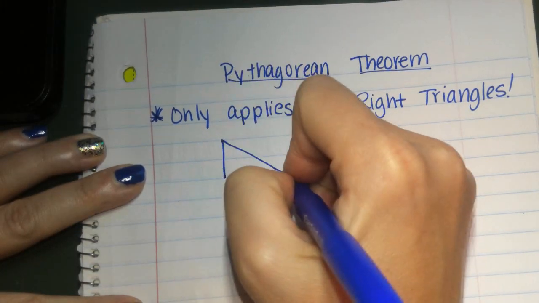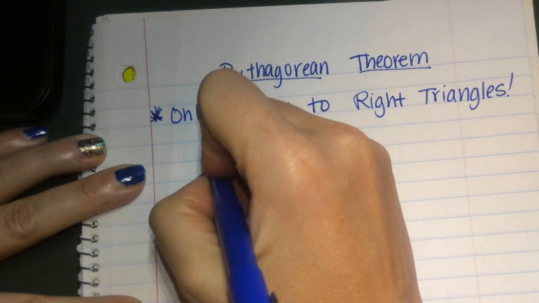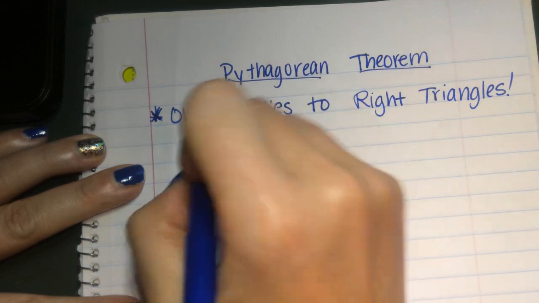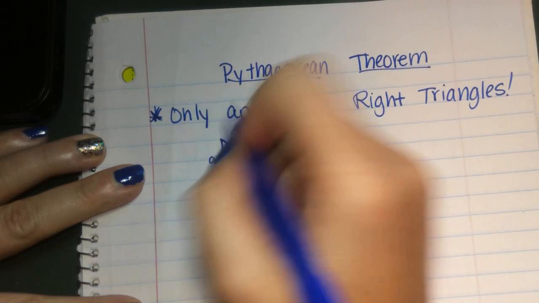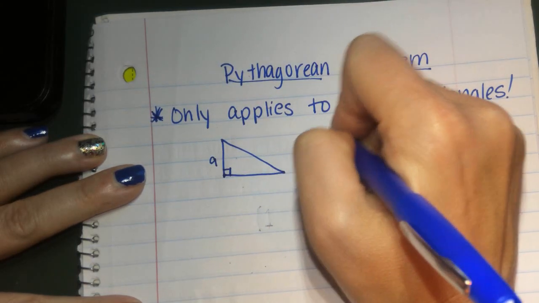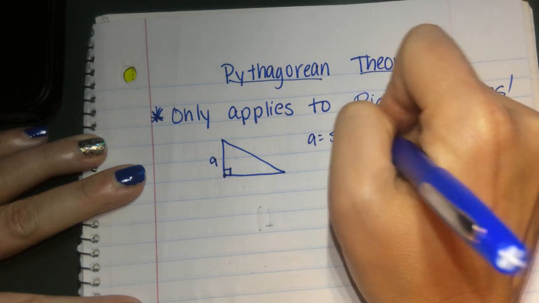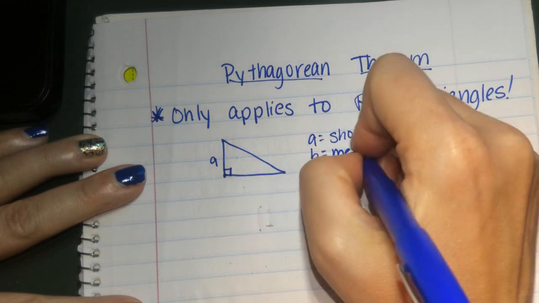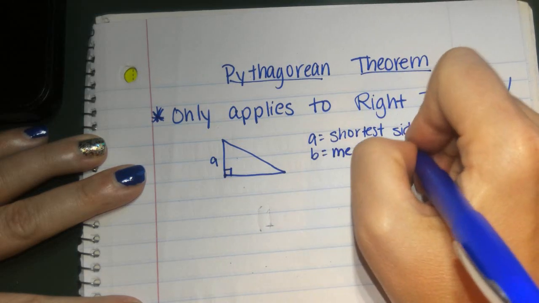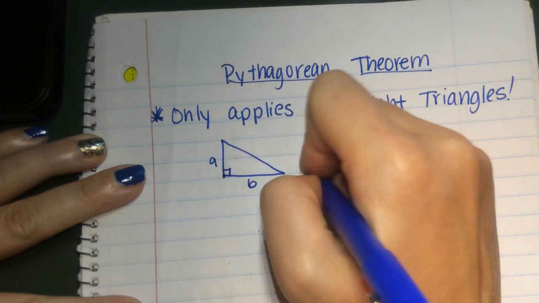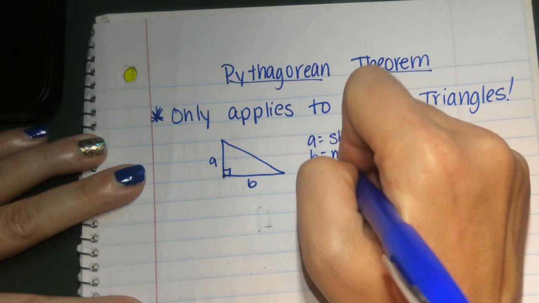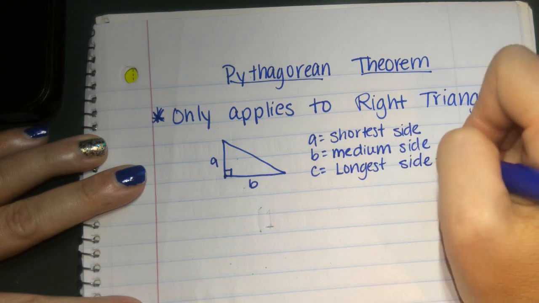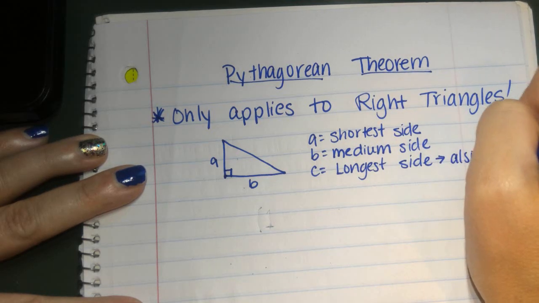Okay, so we're going to draw a right triangle, and let's label it. We know it's a right triangle because it has a right angle, not a 45-degree angle. A is our shortest side, not angle. B is our medium side. So here's our B. And C is our longest side, also a slanted side.